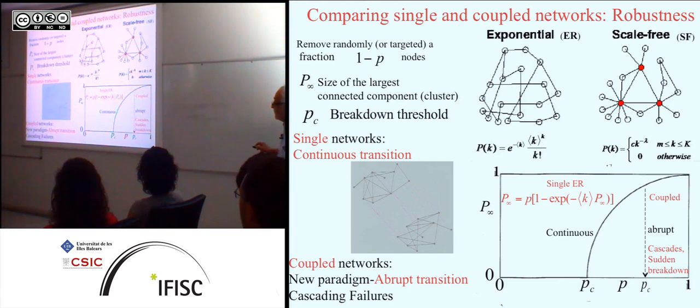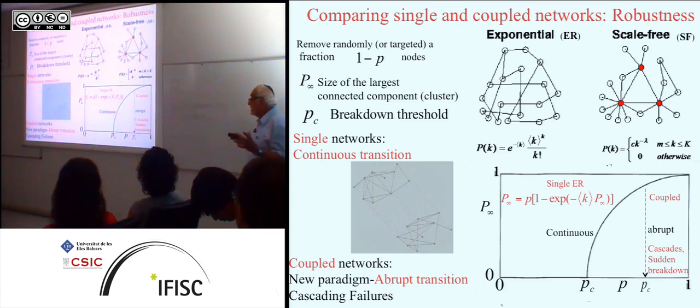The surprising result when you take two networks that depend on each other, instead of continuous transition, is that when you start to remove nodes here, they have failures also here, and these failures bring failures here, and you have cascading between the two. So if you remove a few nodes, it doesn't make a big damage. But when you get to a critical point, it makes such a big damage that it drops abruptly to zero.